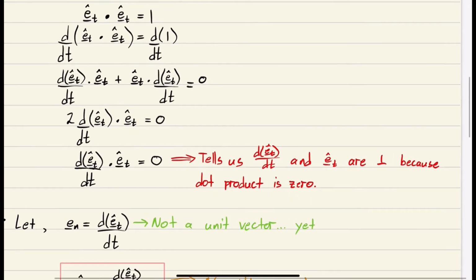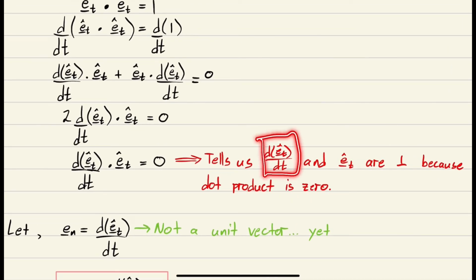This tells us that its derivative and e_t are perpendicular because their dot product is 0, right? A vector dotted with itself is 1. A vector dotted with another vector that's perpendicular to it is 0, right? There's nothing to project onto that other vector.